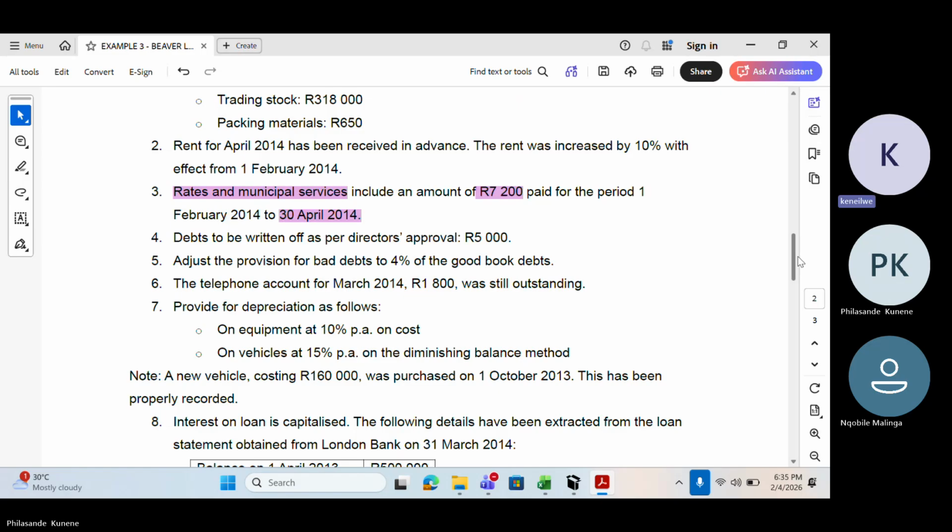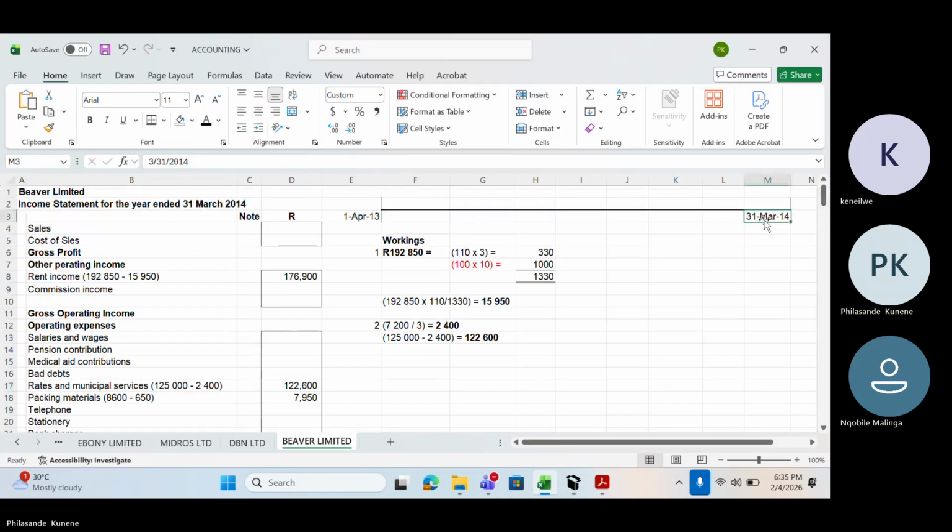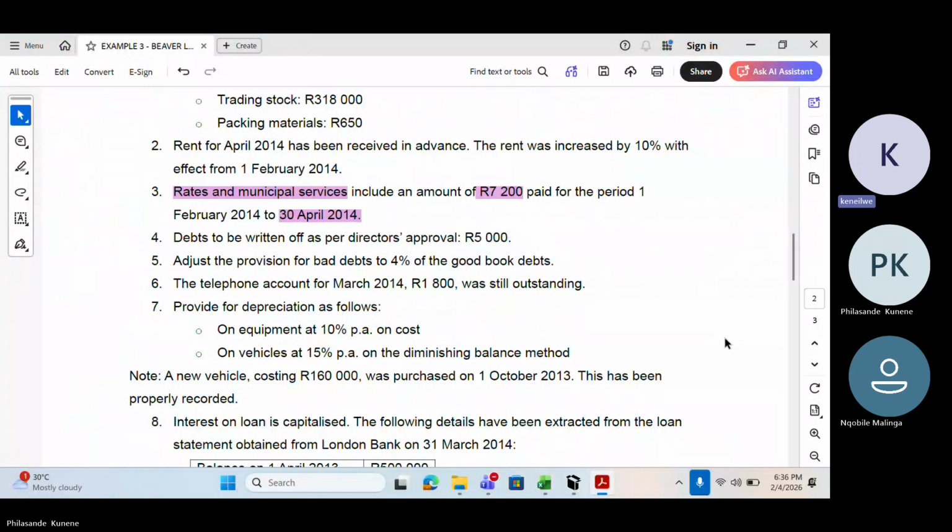But Concha, what was the month end? Yes, please come again. What was the month end? The financial year end is 31 March 2014. Okay, yeah. Can you go back? Yes. That's where the 3 months is coming from. Oh, I see. Yeah, I understand it. Following it, yeah, that's good.